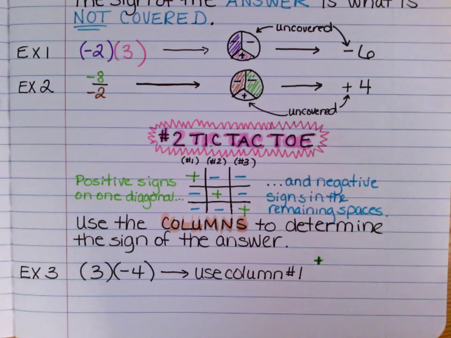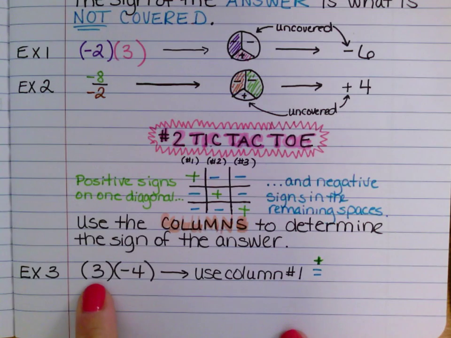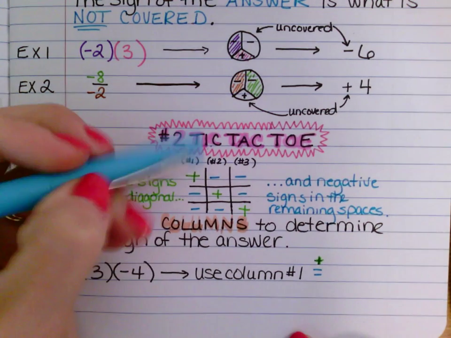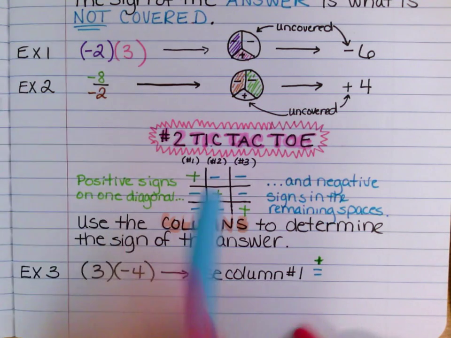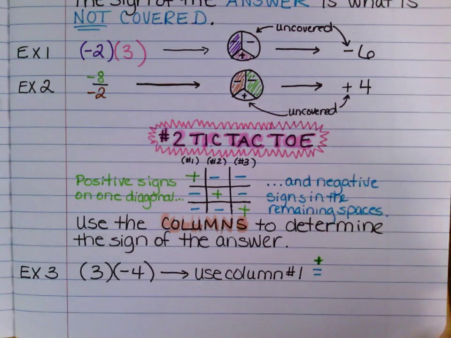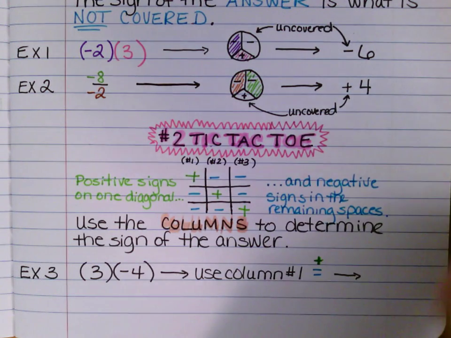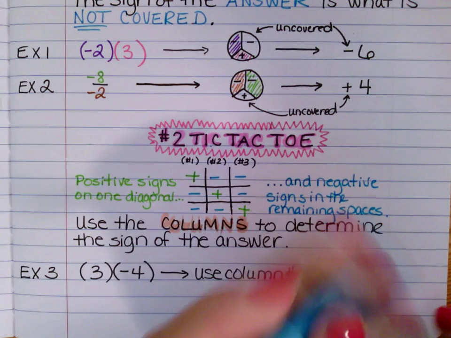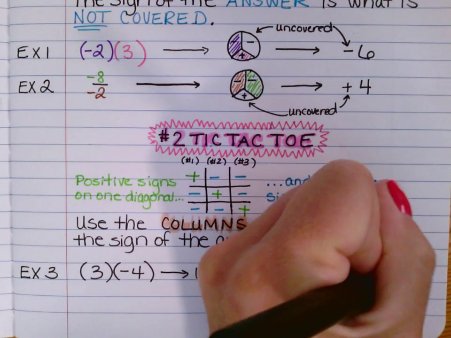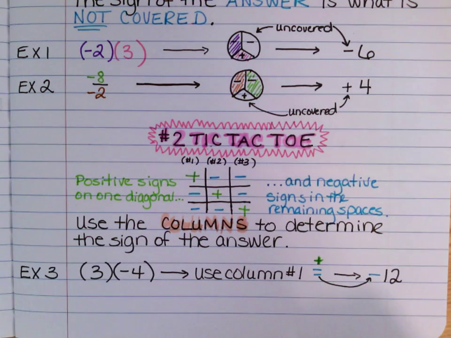Positive, negative, negative. So it's positive 3, -4, and you look for the column that goes positive and negative, so it's the first one. Then, since this last sign is negative, we use a negative sign for our answer. That tells us that the answer is -12, because the last sign tells you the sign of your answer.